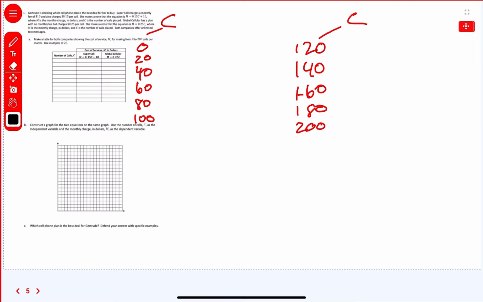So if we plug in 0 to Supercell, what do we get? Yeah, we still have 10. What about if we plug in 20? What about if we plug in 40? 19, 22. And now listen, why are they going up by 3 each time? We're not multiplying by 3. Why are they going up by 3 each time?